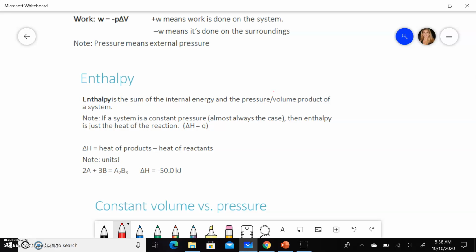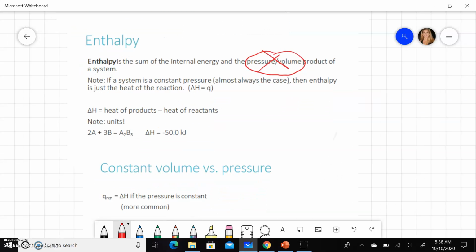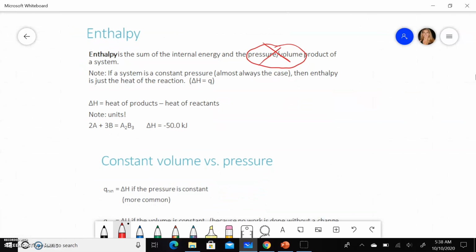And since this is pressure times volume, if you're multiplying something by 0, then this is just not really going to be involved. So most of the time, we're going to talk about enthalpy in terms of the heat of the system, so the heat of the reaction. And so most of the time, delta H is going to equal Q. And it's going to be the heat of the products minus the heat of the reactants.